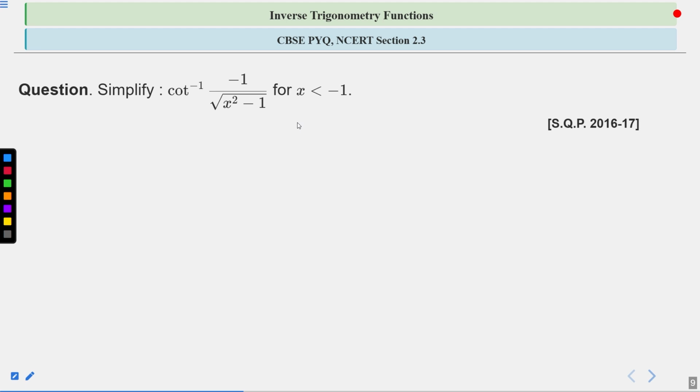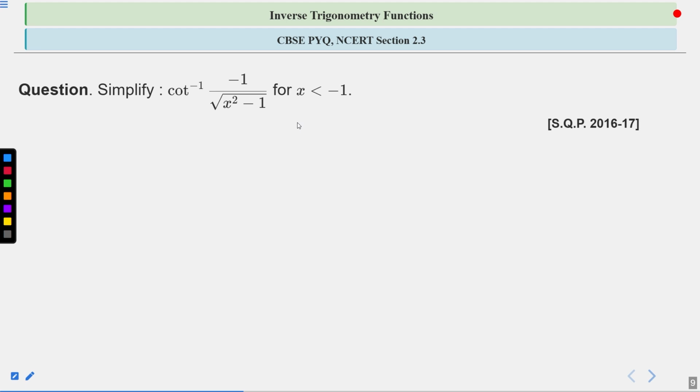So what can we do? First thing, we know that cot inverse of minus theta is equal to pi minus cot inverse theta. So we can write cot inverse of minus 1 upon root over x square minus 1 as pi minus cot inverse of 1 upon root over x square minus 1.